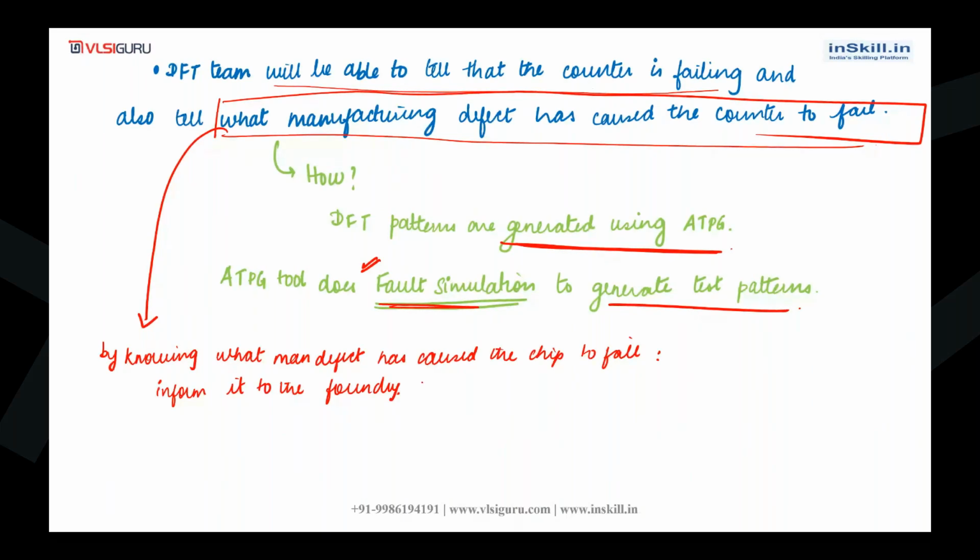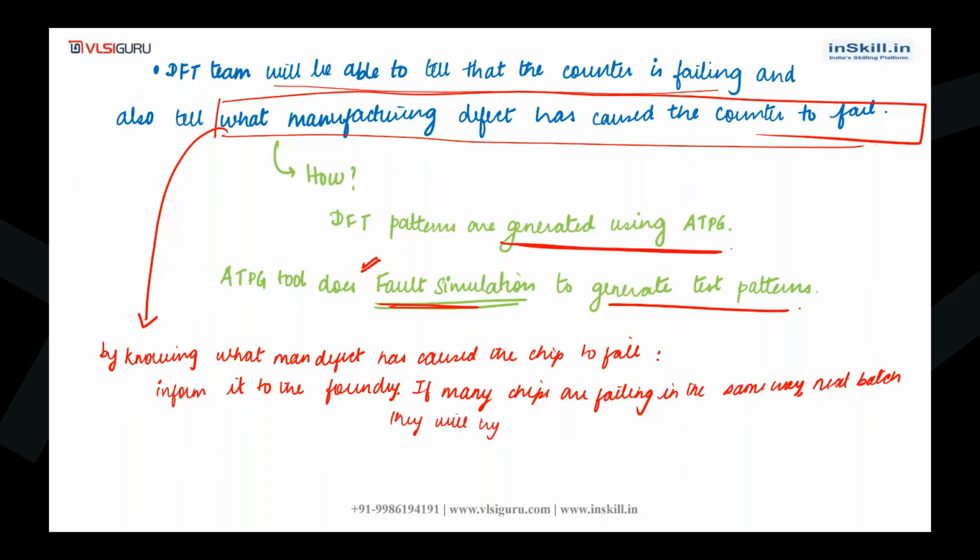If many chips are failing in the same way, in the next batch they will try to overcome the problem.